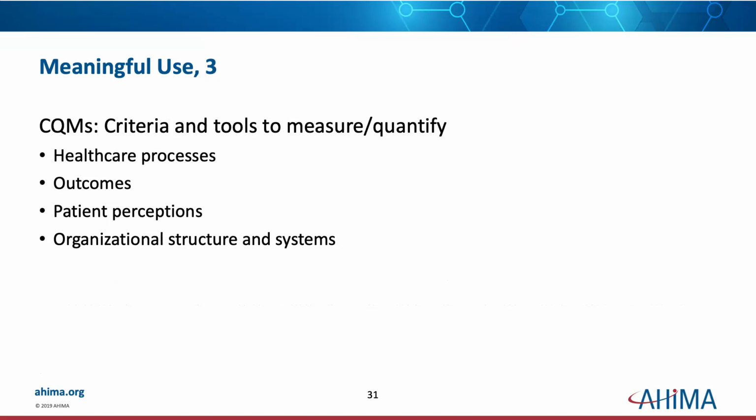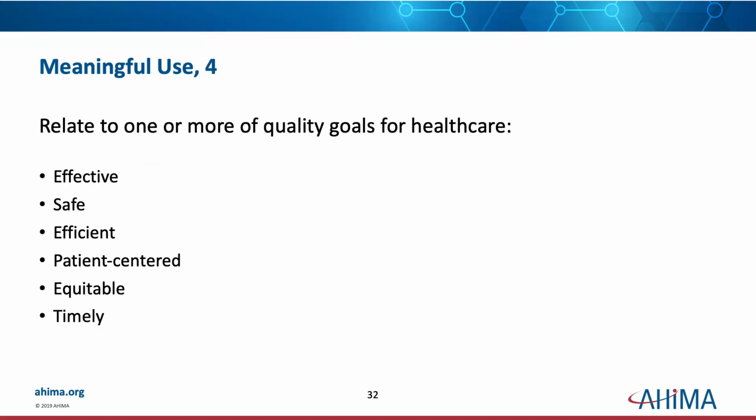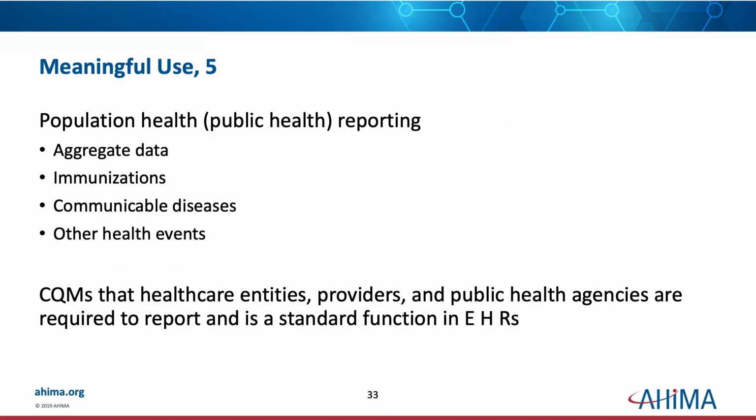So CQMs, they were looking at healthcare processes, outcomes, patient perceptions, and organizational structures and systems. And please know this, know what CQM stands for, and know that there were criterion tools that were used to measure, quantify these 4 things. You will need that for your quiz. They relate to one or more of the quality goals for healthcare. Please make sure you know these as well.